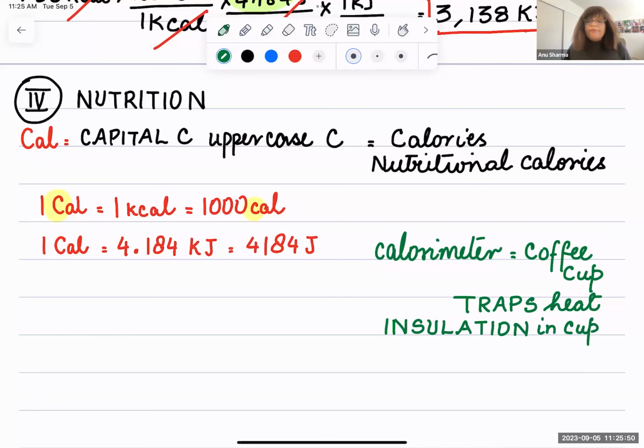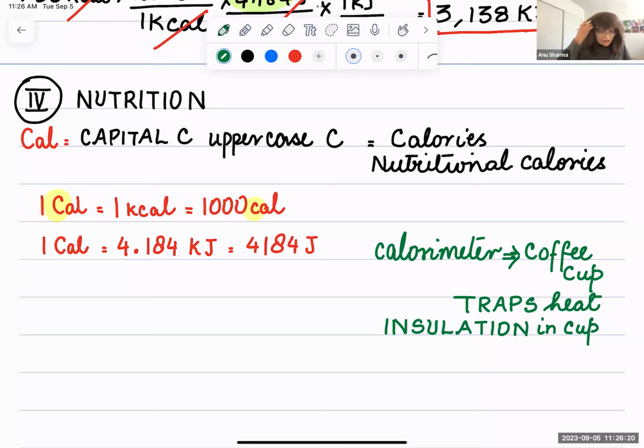Now, if we want to measure how much heat is being released in a chemical reaction, or how much heat is being absorbed or released by a certain substance, we do these reactions in a calorimeter, which is like a coffee cup. And if you seal the coffee cup, then all the heat stays inside if you cover it. Okay, so that's the way we do it.